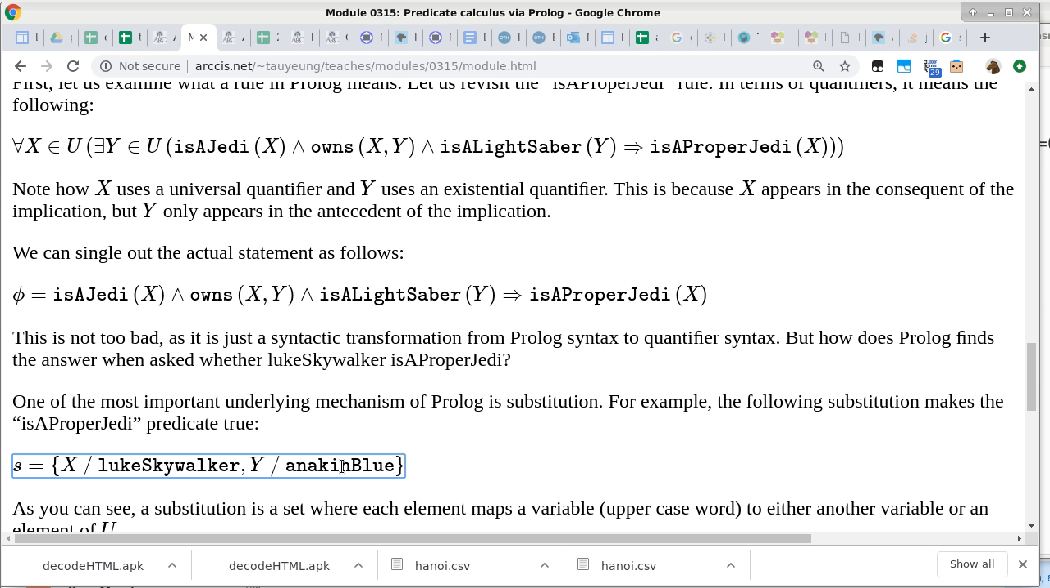So are there any questions about the concept of a substitution? Each element in the substitution set is a mapping. It tells you, let's go ahead and change this into this. And then another element can tell you, let's change that into that, and so on. Is that okay?